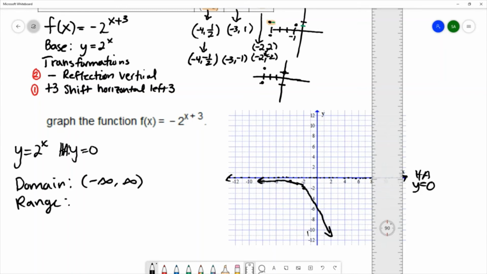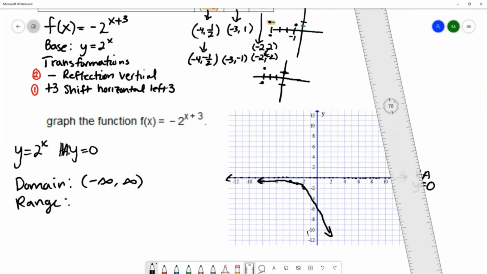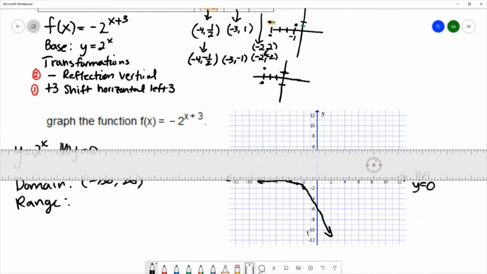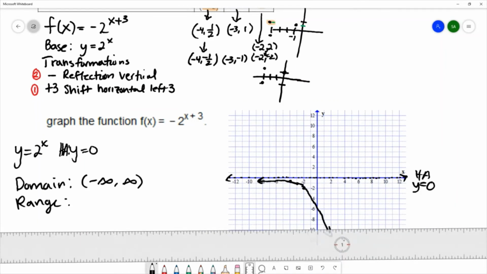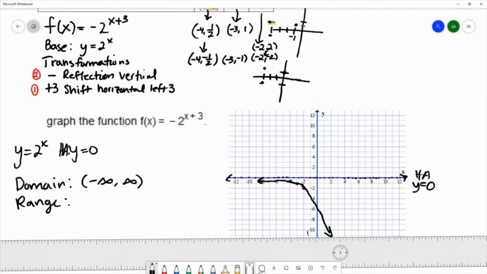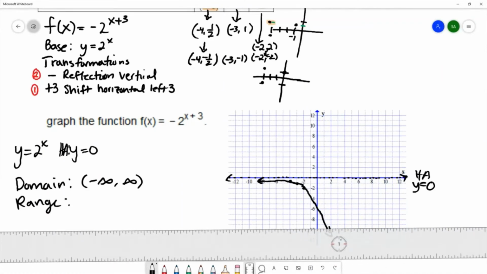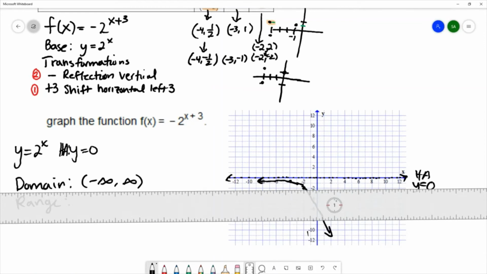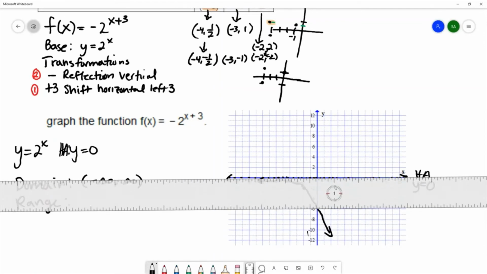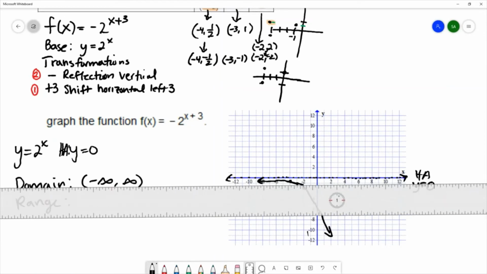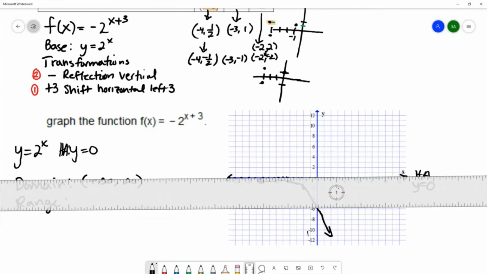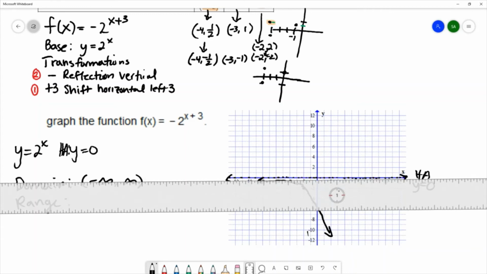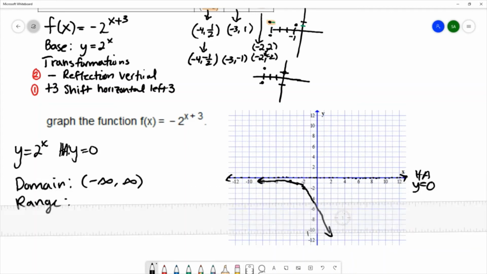Then we want to find the range. I'm going to hold my ruler horizontally and go from bottom to top. The first time I hit the graph with my ruler would be at -infinity, and I would continue hitting the graph until I get to the x-axis. That's where that horizontal asymptote is, and the graph is going to get closer and closer to that horizontal asymptote without ever reaching it. So the range for this would be -infinity to 0.